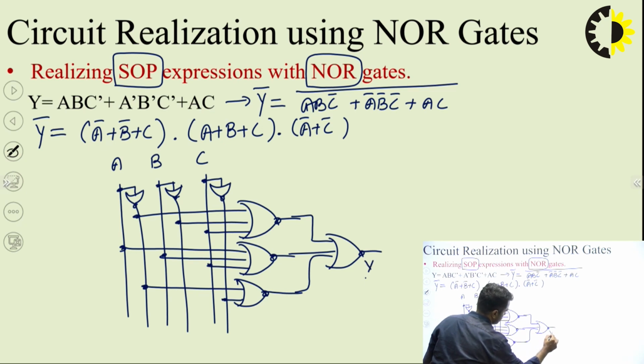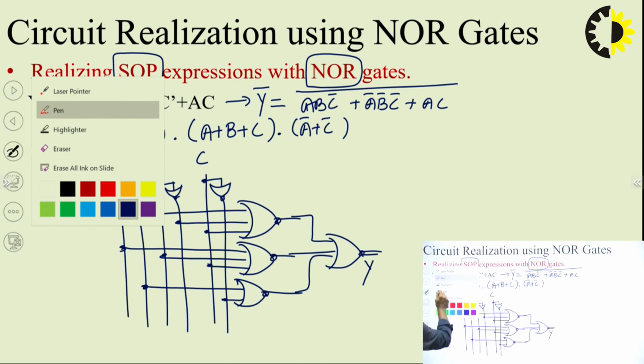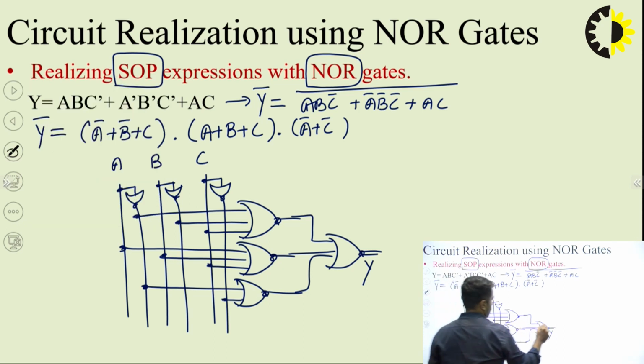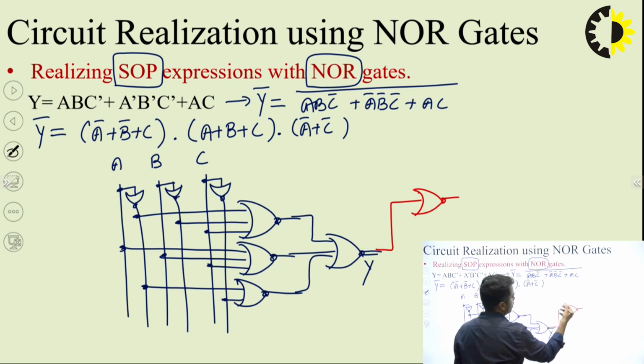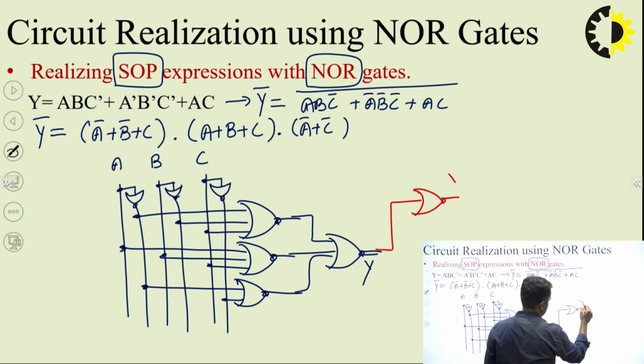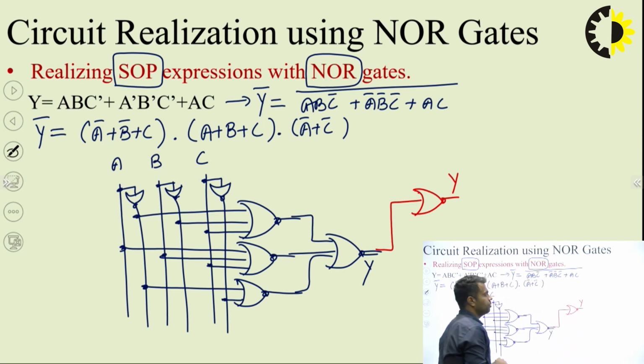But we have to keep in mind that this is Y bar, this is not Y. So, to remove this complement from this Y bar, we will require an extra NOT gate in the form of NOR. So, a single input NOR will be equivalent to NOT. This will remove the complement and you will finally get Y. So, in this way we can realize any expression, either SOP or POS, using NOR as well.